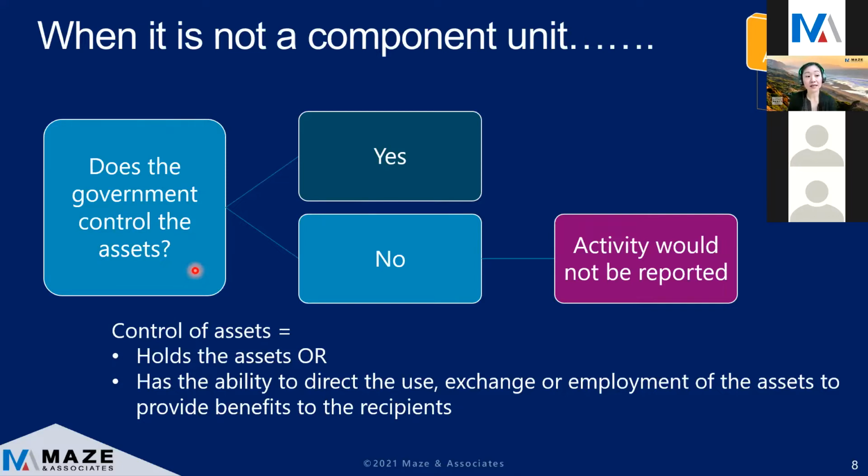Okay. So the very first question is, does the government control the assets? So what does that mean? Control of the assets means either they hold the assets or they have the ability to direct the use, exchange, or employment of the assets to provide benefits to the recipient. In that case, you're holding the assets. If you don't hold the assets, then the activity would not be reported.